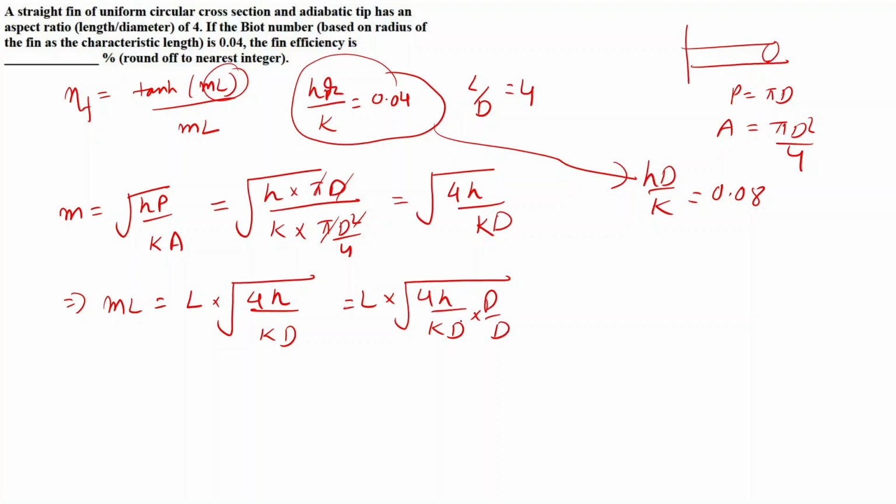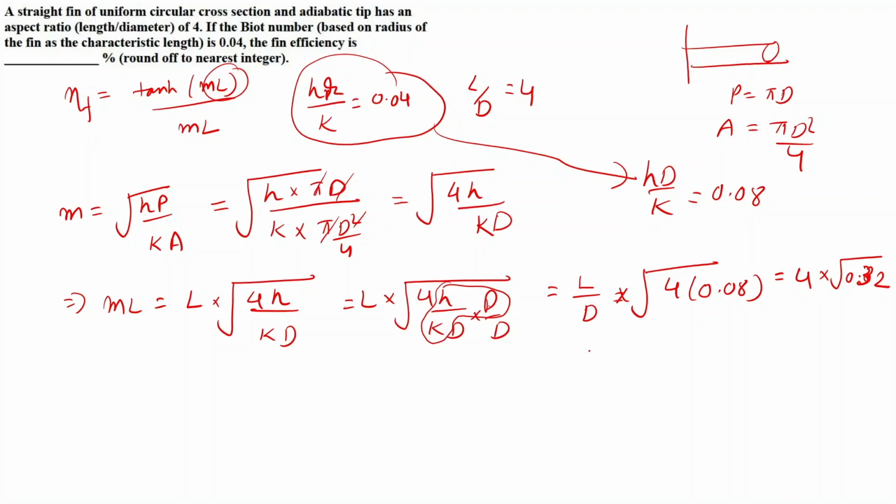Okay. So now I have hd upon k. This d square I will take out of the square root bracket. Under root of 4 into hd upon k, I already have it as 0.08. And L by D I have as 4. So 4 into under root of 0.32 is my mL.